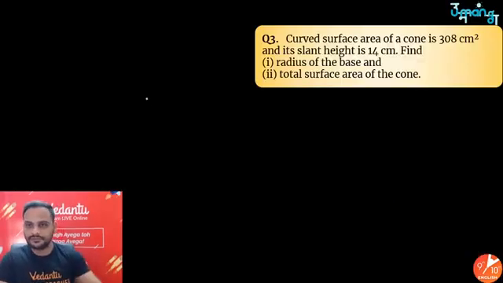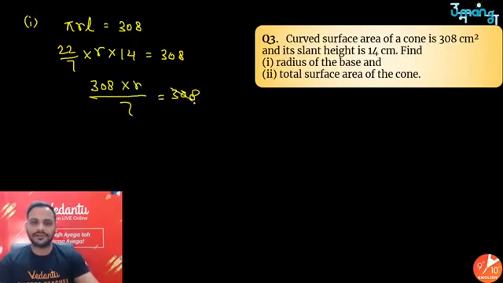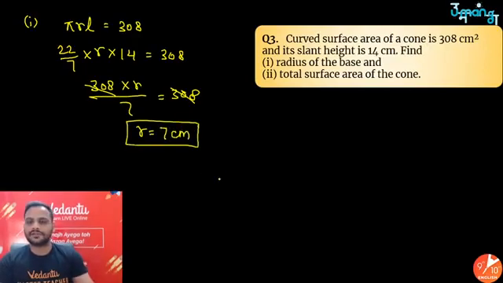Next question. Curved surface area of a cone is 308 centimeter square and slant height is 14. Find the radius and TSA. Simple. CSA is given as 308, so pi r L equals 308. Pi is 22 by 7, radius we don't know, L is given as 14, equal to 308. 22 into 14 is 308 only. So 308 into r by 7 is equal to 308. Cancelled. r is equal to 7 centimeters. The radius is 7 centimeter.